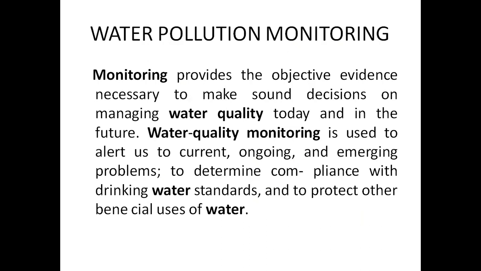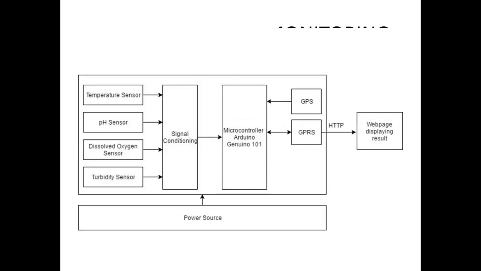When we talk about water pollution monitoring, it provides the objective evidence necessary to make sound decisions on managing water quality today and in the future. Water quality monitoring is used to alert us to current, ongoing and emerging problems, to determine compliance with drinking water standards, and to protect other beneficial uses of water.